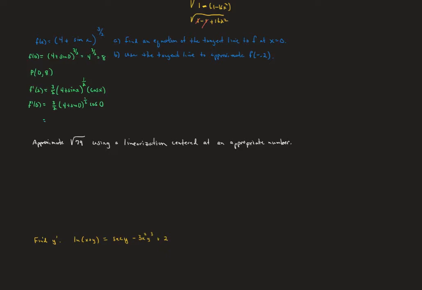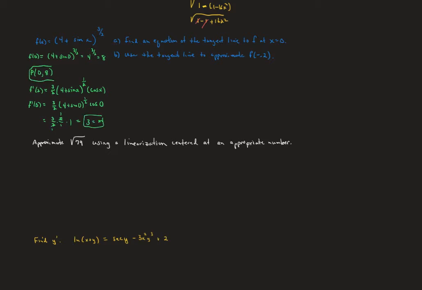0. Well, sine of 0 is 0. 4 plus 0 is 4. Square root of 4 is 2. That 2 is going to cancel with that 3/2, and the cosine of 0 is 1. That's going to make our slope be 3.